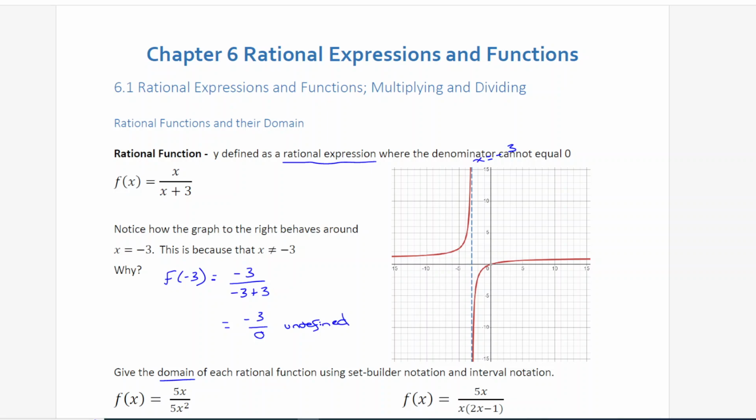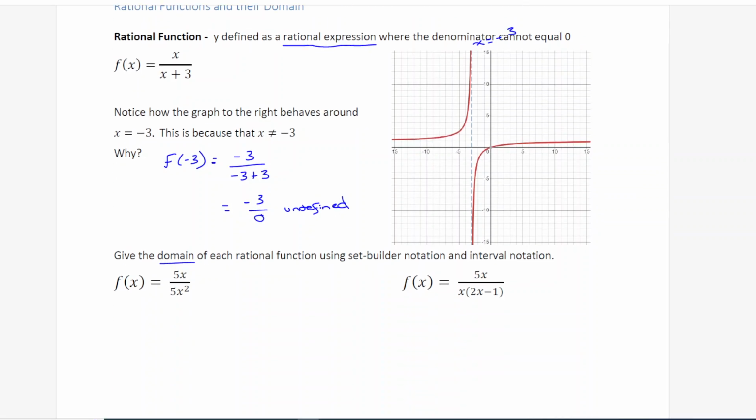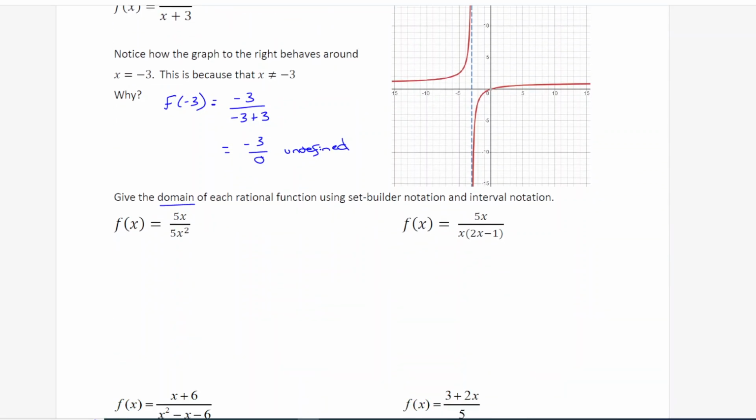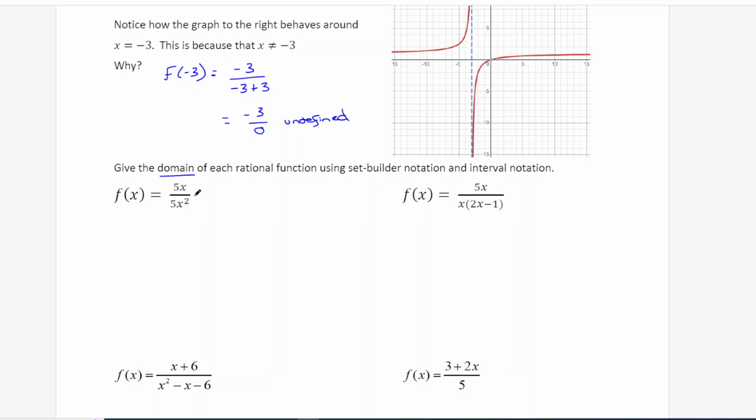Domain is the possible values of x for every function that we talk about. So here we're going to be talking about the domain of these rational functions, and we're going to give it in set builder notation as well as interval notation. So when you're giving the domain of a rational function, it has nothing to do with the numerator. It's all about your denominator. You cannot divide by 0.